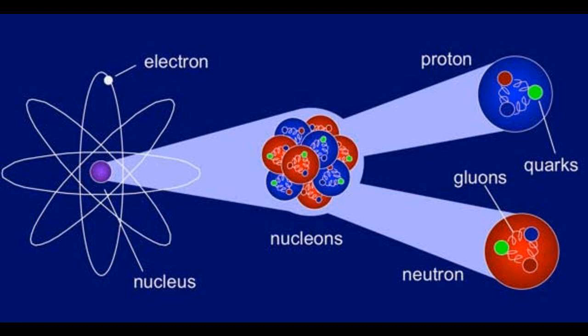This is the structure of the nucleon. Quarks are not identified in isolation. You can find them in pairs with the antiquarks.